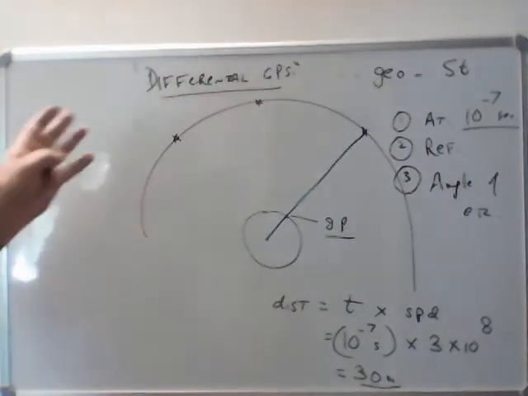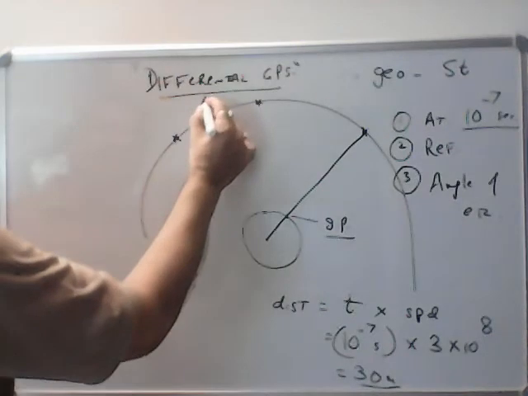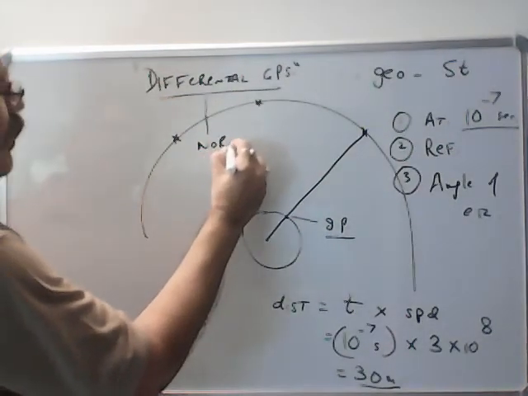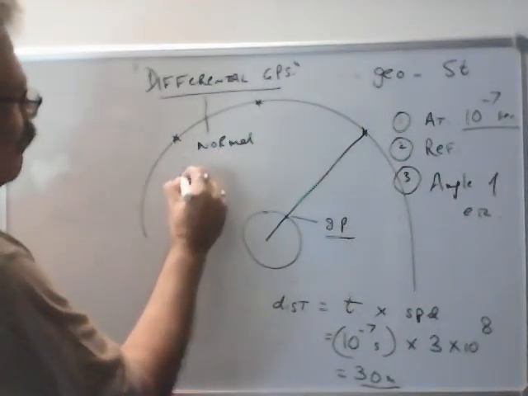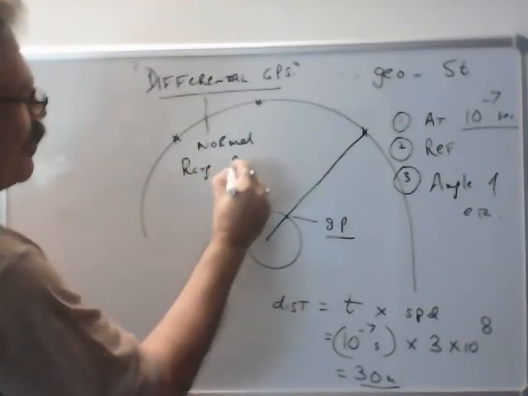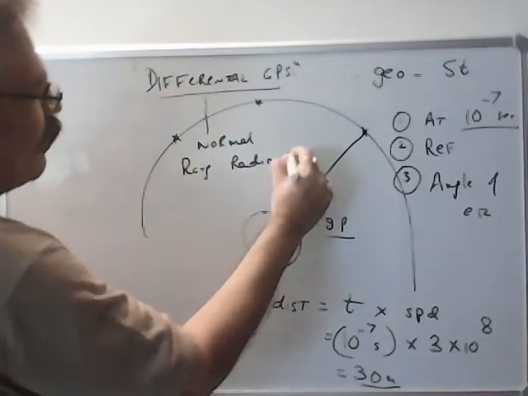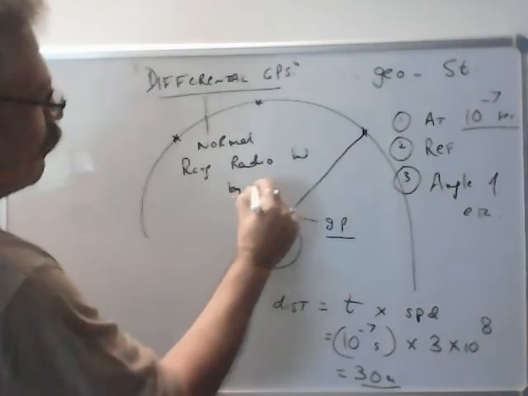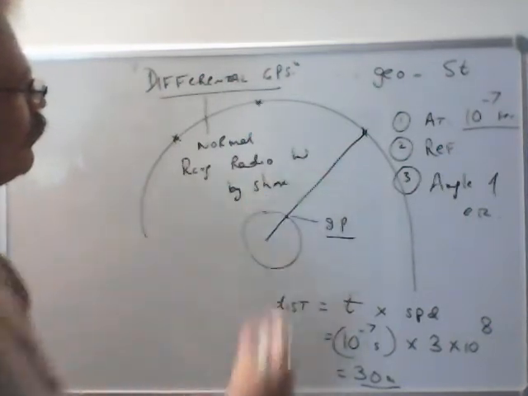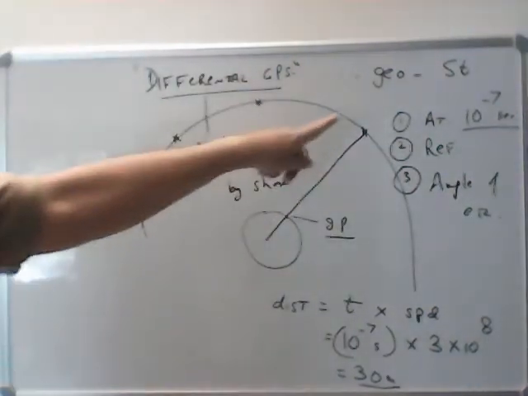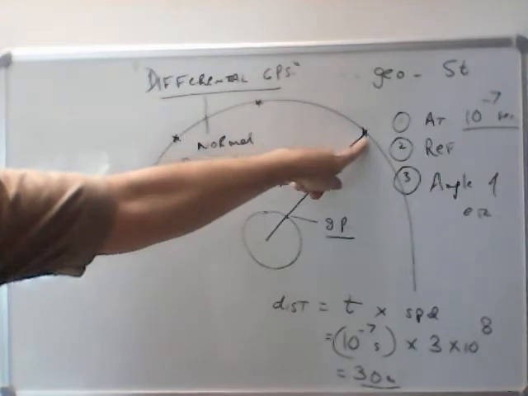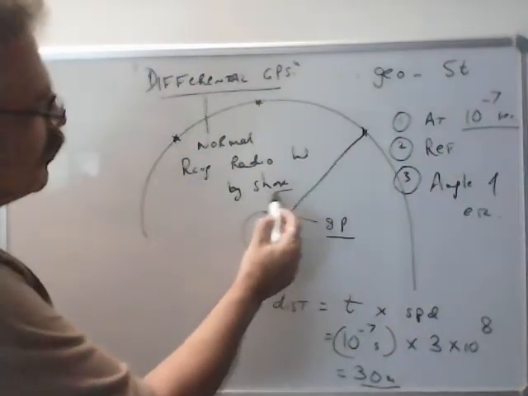So, what is differential GPS? It is a normal GPS which has the capability of receiving radio waves transmitted by shore. So, differential GPS will receive signals from the satellites as well as from shore.